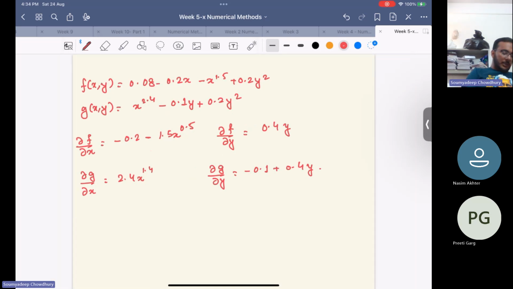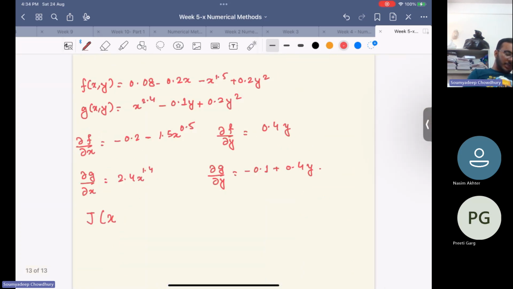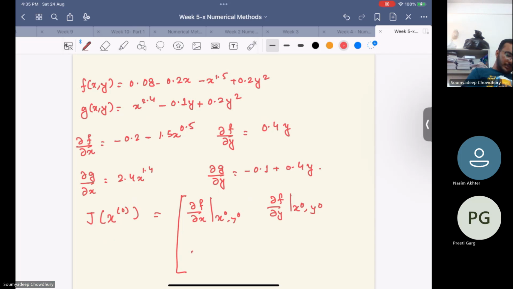So now you can find the Jacobian matrix at x. Presently we are at which step? We are at the 0th step, right? So Jacobian of x of 0. It is dou f by dou x at x0, y0, dou f by dou y at x0, y0, dou g by dou x at x0, y0, and dou g by dou y at x0, y0.